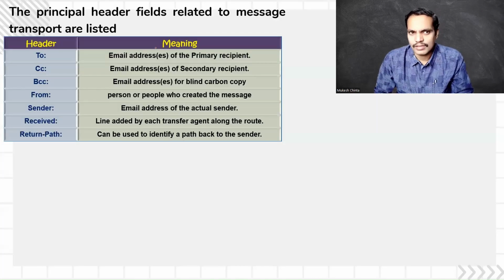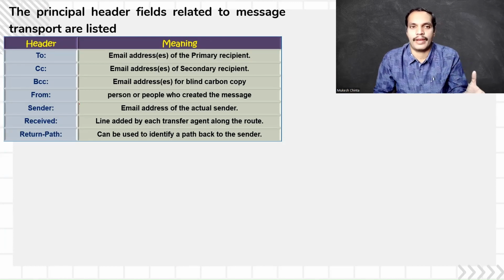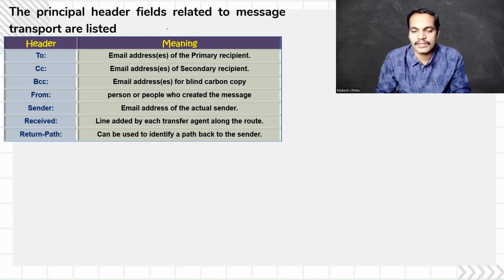Now, these are some of the principal header fields that you commonly see when you open an email, isn't it? The principal header fields related to message transport are listed below. The first field is the To field. You know what it means: to whom you are going to send this email.